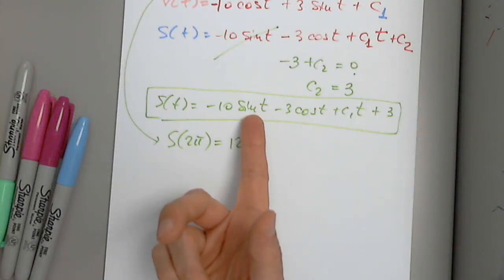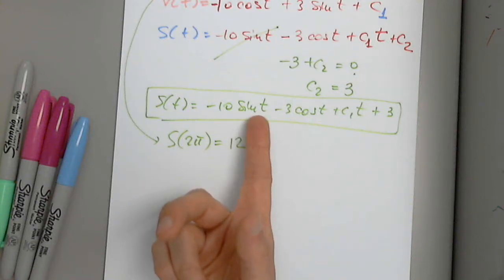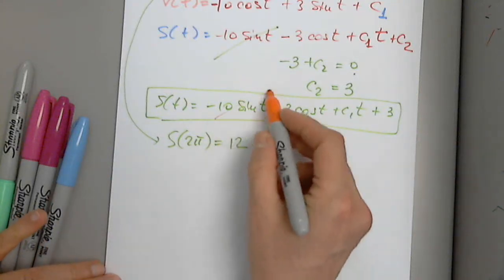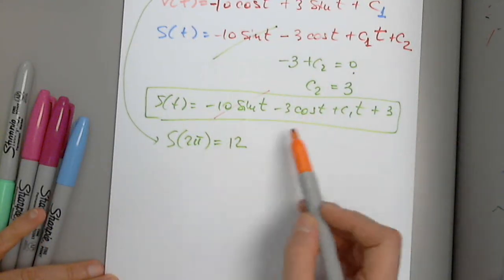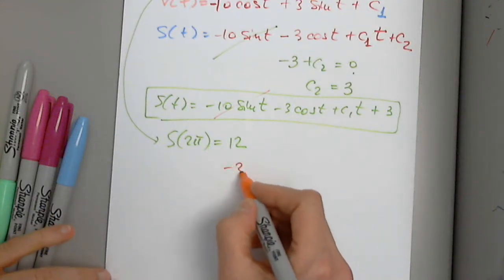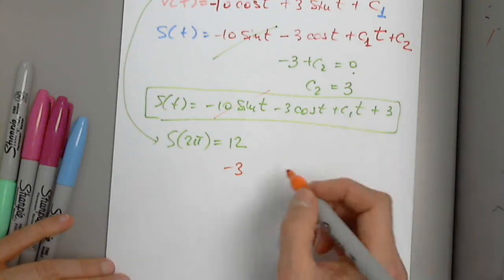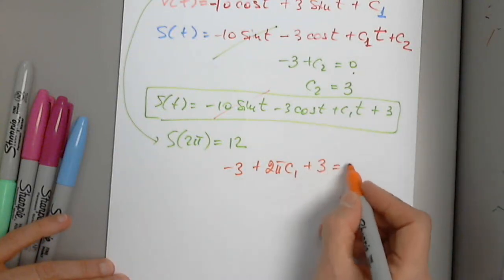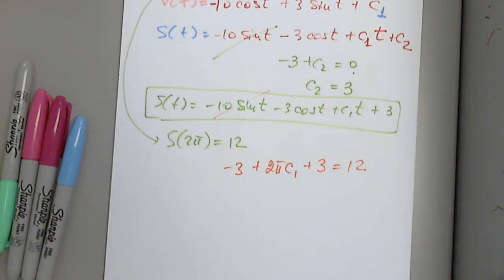2 pi in sine is 0. Yes, it's like plugging in 0 in sine. Same thing, 2 pi or 0, same thing. Good. So this is 0. Now cosine 2 pi is like plugging in 0. It's the same. Yes, it's 1. Still negative 3. Now I plug in 2 pi here, so I do have 2 pi C1 plus 3, and this must equal 12.